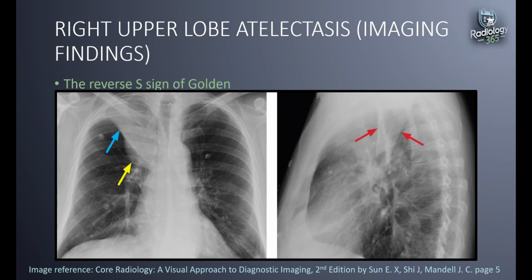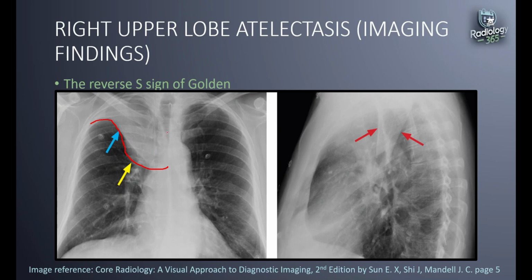The next thing we'll talk about is the right upper lobe atelectasis, its major imaging findings. With right upper lobe atelectasis, the major imaging finding is the reverse S sign of Golding. So on the PA radiograph, we see this. You can actually trace this. That kind of looks like an S drawn backwards, and this indicates that the upper lobe collapses usually as a result of a mediastinal mass.